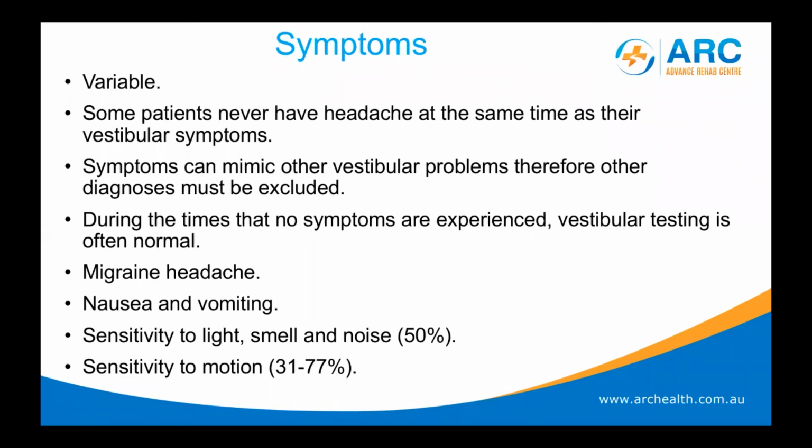What are the symptoms? They can be very variable, and this is what can make it tricky to diagnose and also manage. Some patients will never have a headache at the same time as their vestibular symptoms. And symptoms can mimic other vestibular problems, which is why other things have to be excluded first. During times that the person is not having any symptoms or a vestibular migraine, vestibular testing is actually often normal. There can be a migraine headache, which is usually a severe, throbbing type headache and usually one-sided.